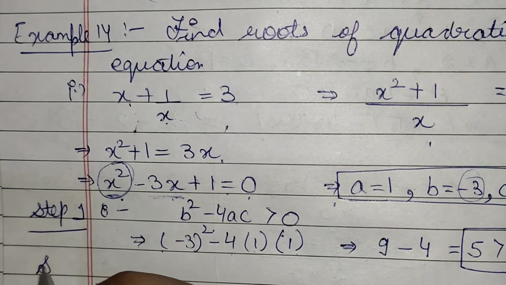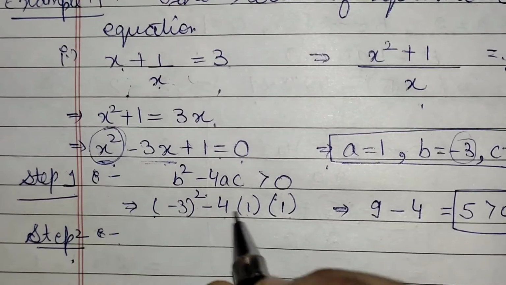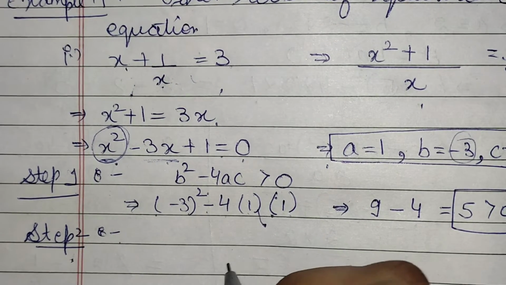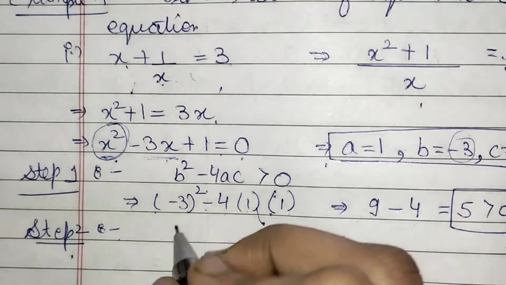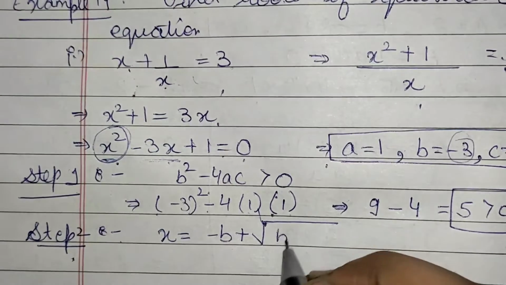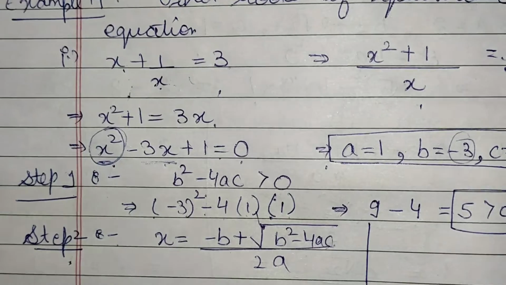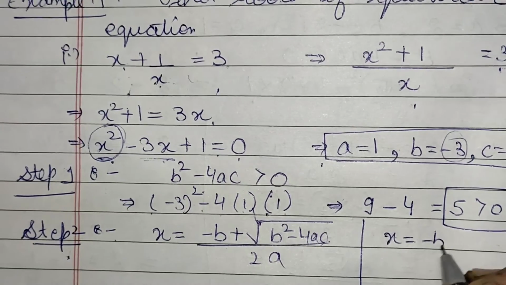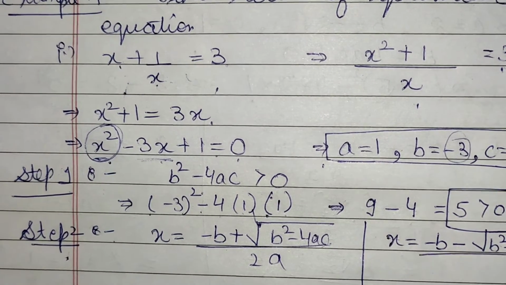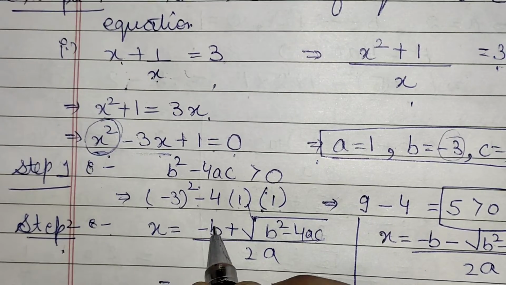Okay, now step number 2. I am writing the steps a little early because I think now you are able to understand the same steps which you have to follow in each and every question. So x is equal to minus b plus under root of b square minus 4ac divided by 2a, and x is equal to minus b minus under root of b square minus 4ac divided by 2a. Minus b is what?